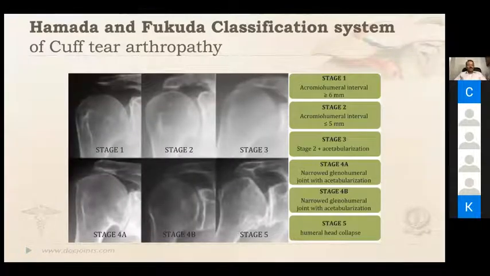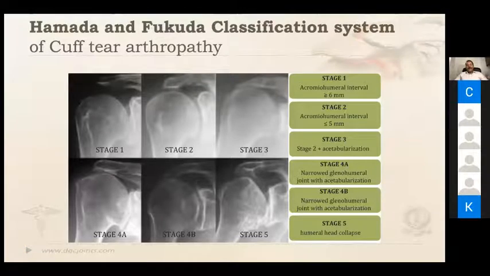So when you're talking about fat infiltration, you have to think about the Hamada and Fukuda classification, commonly called the Hamada classification, for the supraspinatus, and this progresses into glenohumeral arthritis. There will be a reduction of the space. There is stage 1, stage 2 where there is a reduction of the space, stage 3 where there is acetabularization of the acromion because of the rubbing of the humeral head, and that progressively leads to arthritis of the glenohumeral joint as well as the subacromial space, and stage 5 there is a humeral head collapse as well.